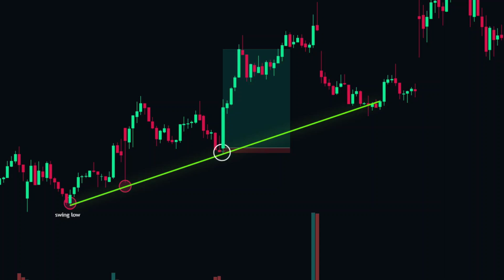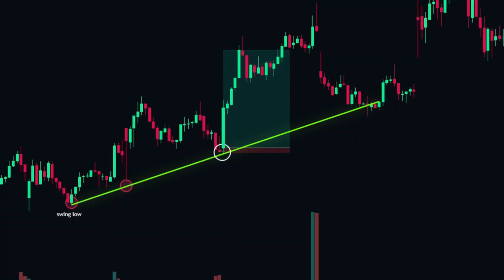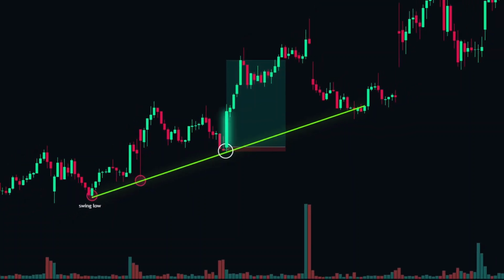The next time the price touches this level again, there's a chance of a reversal. As soon as the price touches the trend line and a strong candle forms, accompanied by significant volume, you can make your entry, with your stop loss placed at the candle's low.